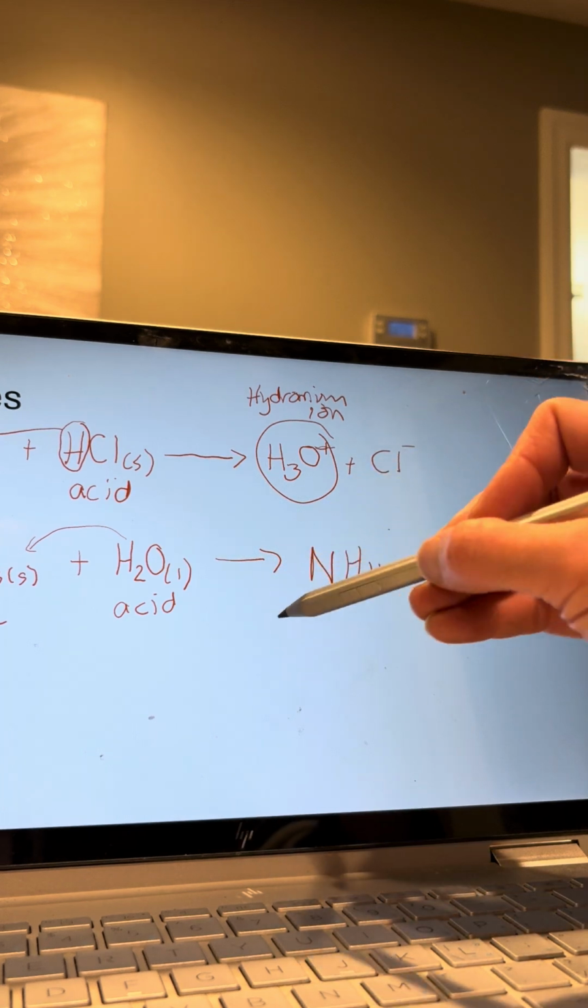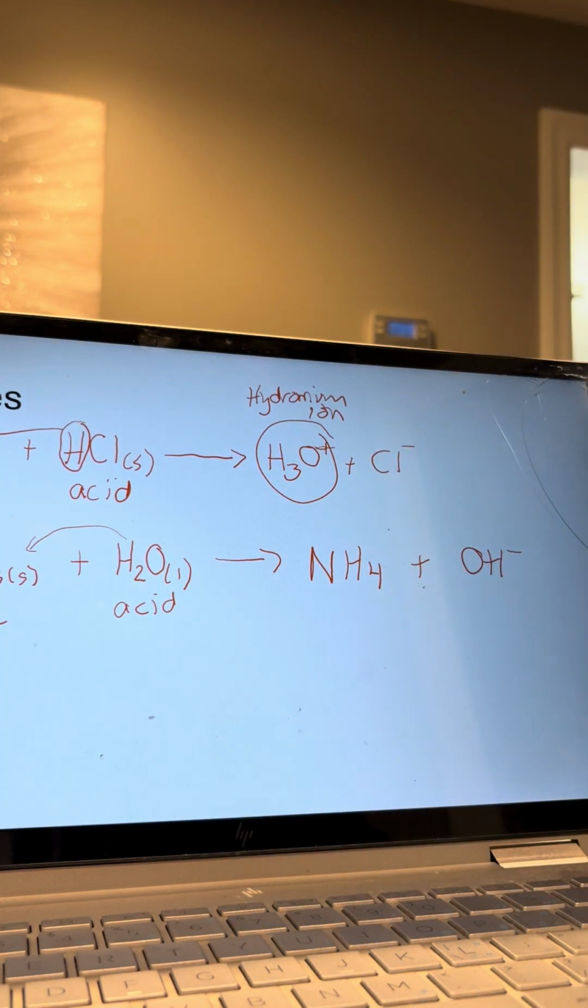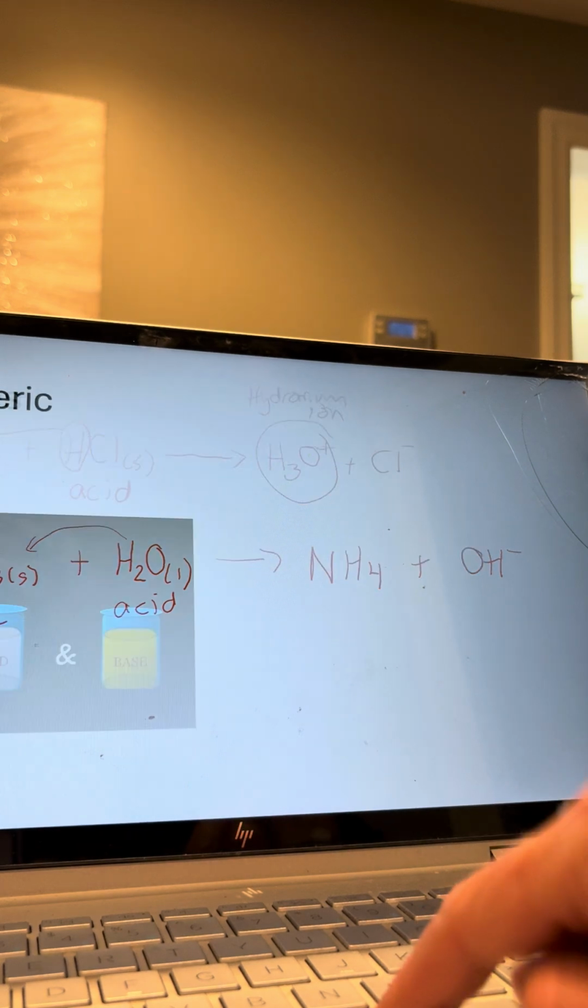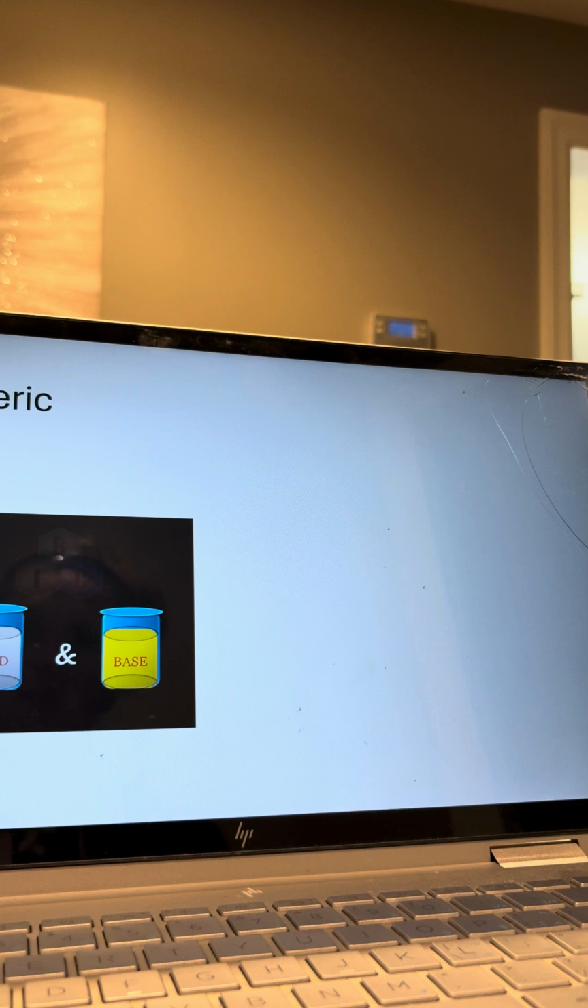Notice that, and this is a key thing, that water can be, depending on the scenario, an acid or a base. And that brings us to our next slide. So the term for a substance that, depending on the situation it's in, whether it's an acid or a base, is called amphoteric. Okay, so it can be both, but depends on the situation.